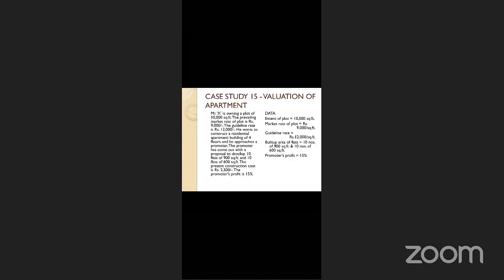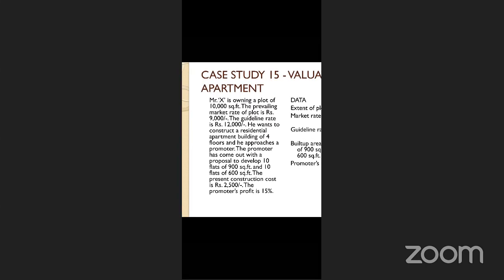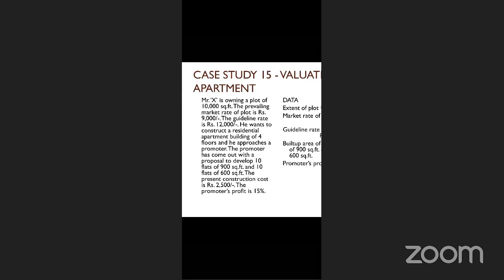Okay. Now case study 15. Valuation of apartments is very important. Here maybe they will use the composite rate method. Oh, this is maybe promoter's profit. Okay, let us see. Mr. X is owning a plot of 1,000 square feet. The prevailing market rate of the plot is rupees 9,000. The guideline rate is 12,000. He wants to construct a residential apartment building of 4 floors. He approaches a promoter. The promoter has come out with a proposal to develop 10 flats of 900 square feet and 10 flats of 600 square feet. The present construction cost is 2,500. The promoter's profit is 15%.